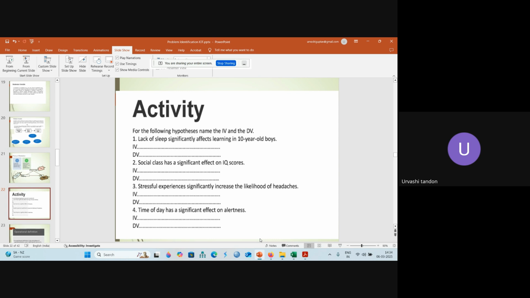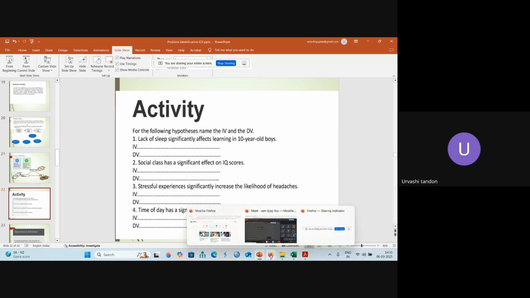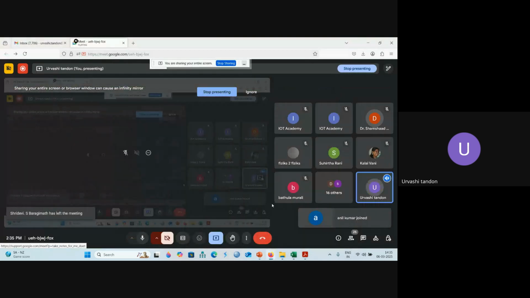Next is stressful experiences significantly increase the likelihood of headaches. So stressful experiences are your independent variable, and the likelihood of headaches is your dependent variable. Next is time of day has a significant effect on alertness. Yes, very true. So here again, time of the day is an independent variable, and the effect on alertness is your dependent variable. I hope it's clear. Any questions here?